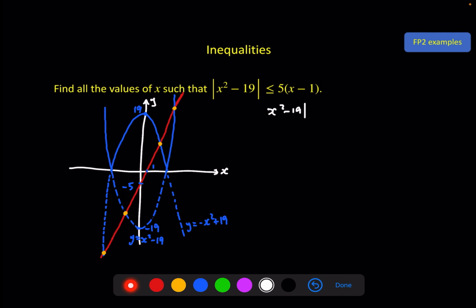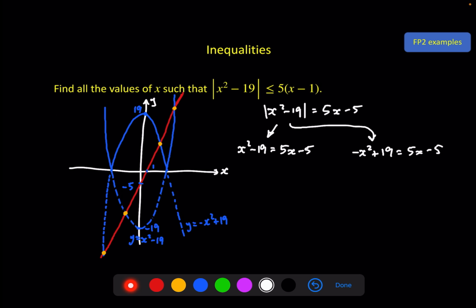For x squared minus 19 in modulus equals 5x minus 5 in order to find those points of intersection, this will go into x squared minus 19, but it will also have to be considered as minus x squared plus 19 in order to find this one here. And we're solving both of these equal 5x minus 5. So over here we've got x squared minus 5x minus 14, which can factorize into x minus 7, x plus 2, and gives us the solution here of 7, and here minus 2.